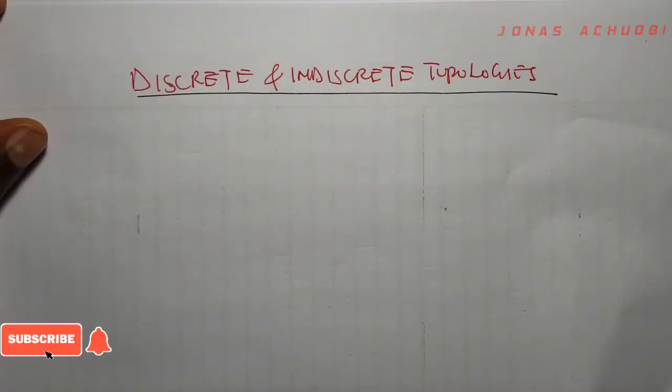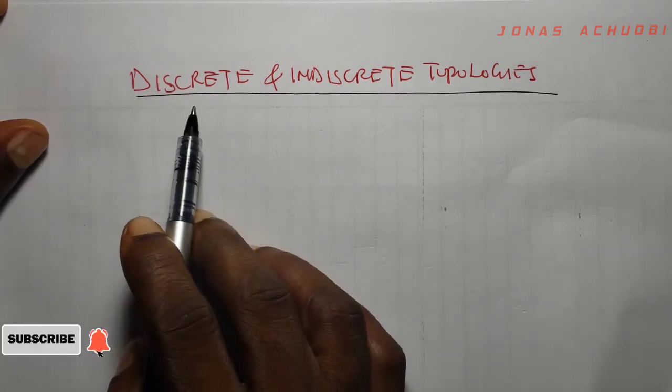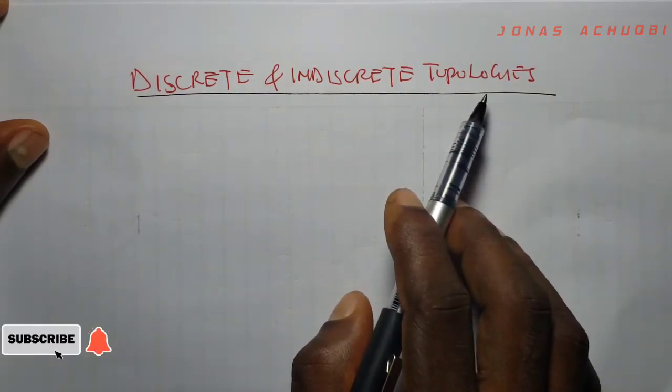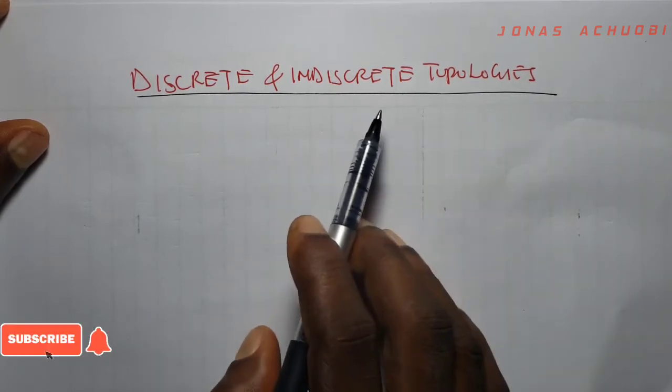Hello and welcome to today's video where we shall be discussing two special types of topologies, the discrete and indiscrete topologies. In our first video, we had defined and explained in detail what a topology is. Let us quickly refresh our memories on the definition of a topology.